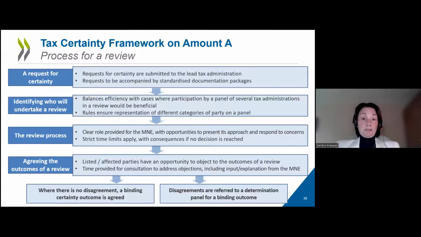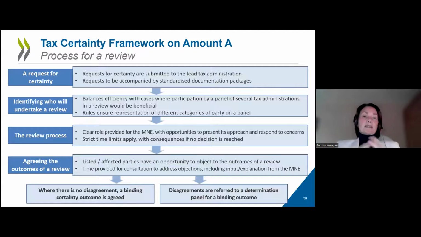It will then be reviewed either by a panel of different tax administrations or by the lead tax administration. The rules on whether it will be a panel or the lead tax administration balance the benefits from a periodic review, including a number of tax administrations, against a more streamlined process involving just one single tax administration between these reviews. So we have the two situations that are possible.